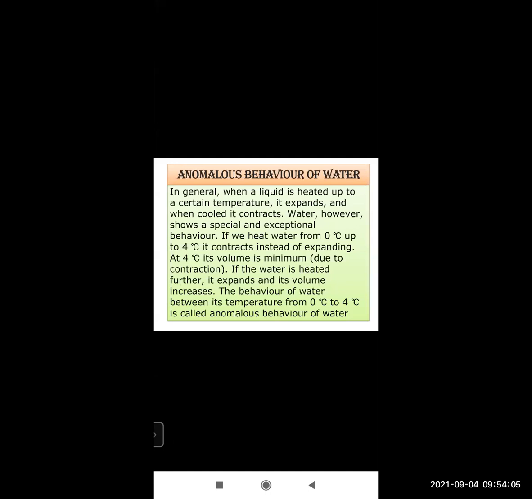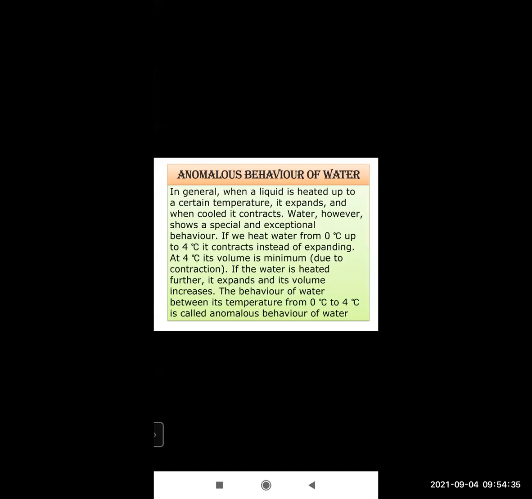So when the temperature reaches 4 degrees Celsius, the volume of the water is minimum. Why is it minimum? Because of the contraction. Now suppose the water is heated further, suppose we are heating it continuously. Now what happens? It expands and its volume increases. So if you are heating it continuously, its volume expands and its volume increases.